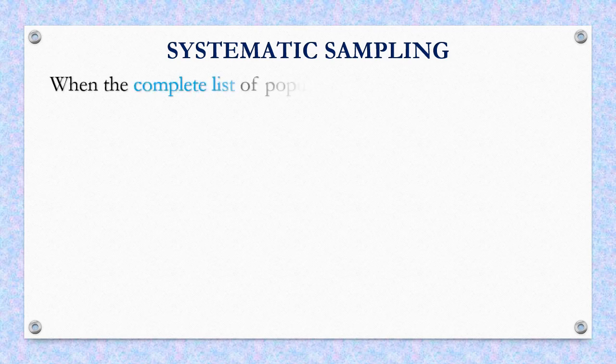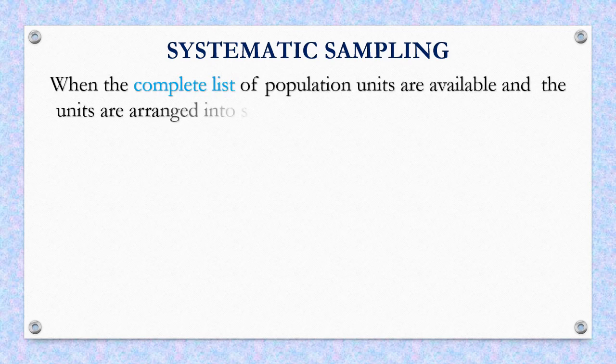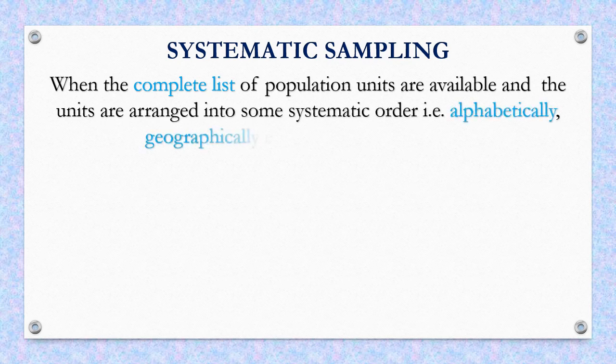When the complete list of population units is available and the units are arranged in some systematic order, that is, either alphabetically, geographically, or otherwise, this method is useful. By the way, in simple random and stratified random sampling also we require a complete list of population units. So technically in all three methods in our syllabus, we need the whole list of population units, else we can't do the sampling.